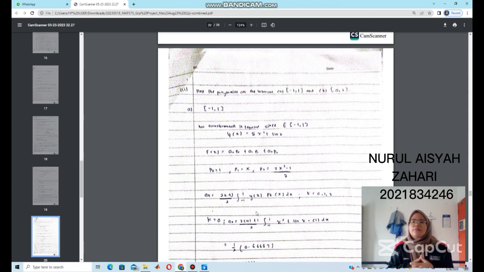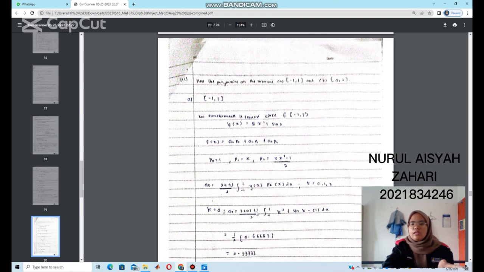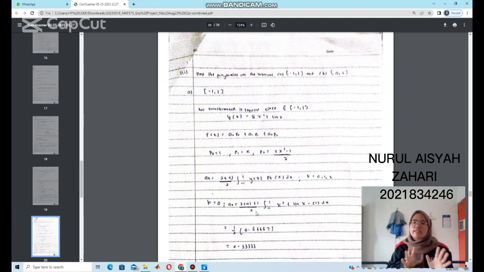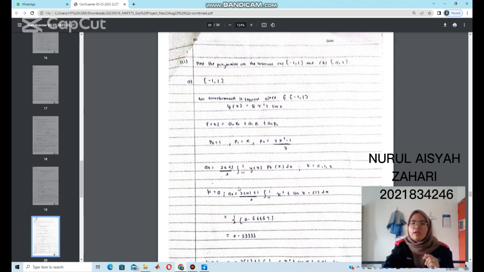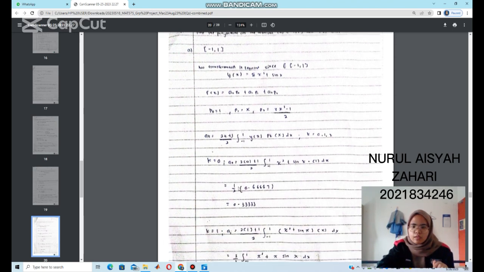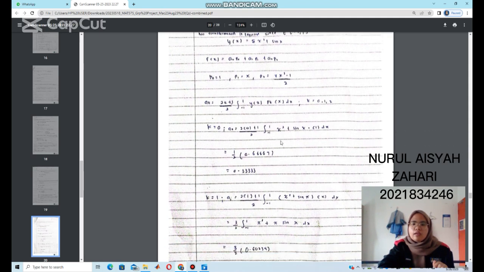And lastly, number 3, I need to find the polynomial on the interval at a equal to -1 to 1 and b equal to 0 to 2. At a, I do not need to do a transformation since the interval is already -1 to 1. So I need to find the value of ak by using the formula of ak equal to (2k plus 1) divided by 2.